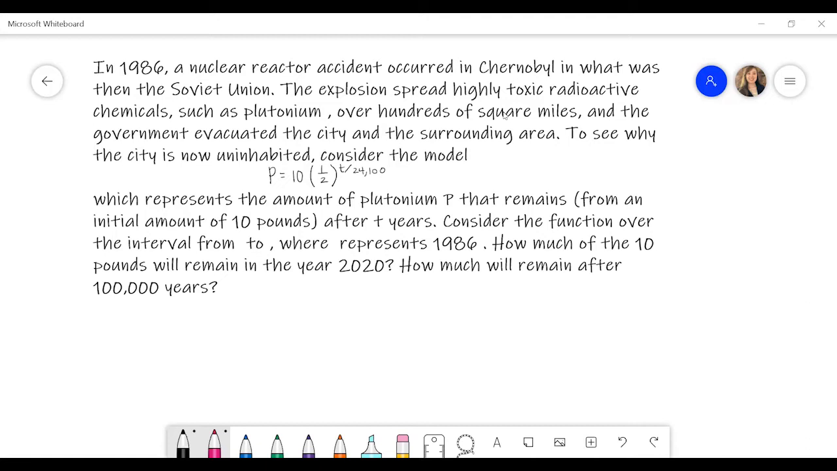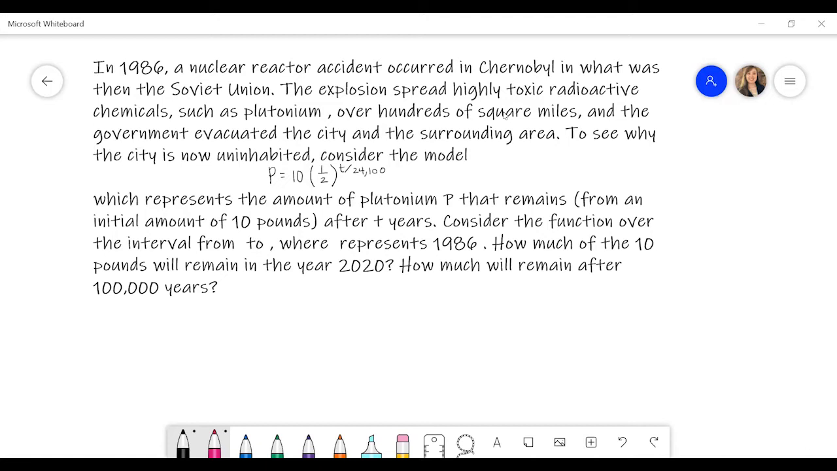But in this particular question, we're talking about how in 1986, a nuclear reactor accident happened in Chernobyl. You may have heard of it. I'm sure there's like half a dozen horror stories, movies made out of this. A couple come to mind. The explosion spread highly toxic radioactive chemicals like plutonium over hundreds of square miles, and the government had to evacuate the city and the surrounding area. It's a little creepy if you look at pictures of it, which again, that's why they have horror movies about it.